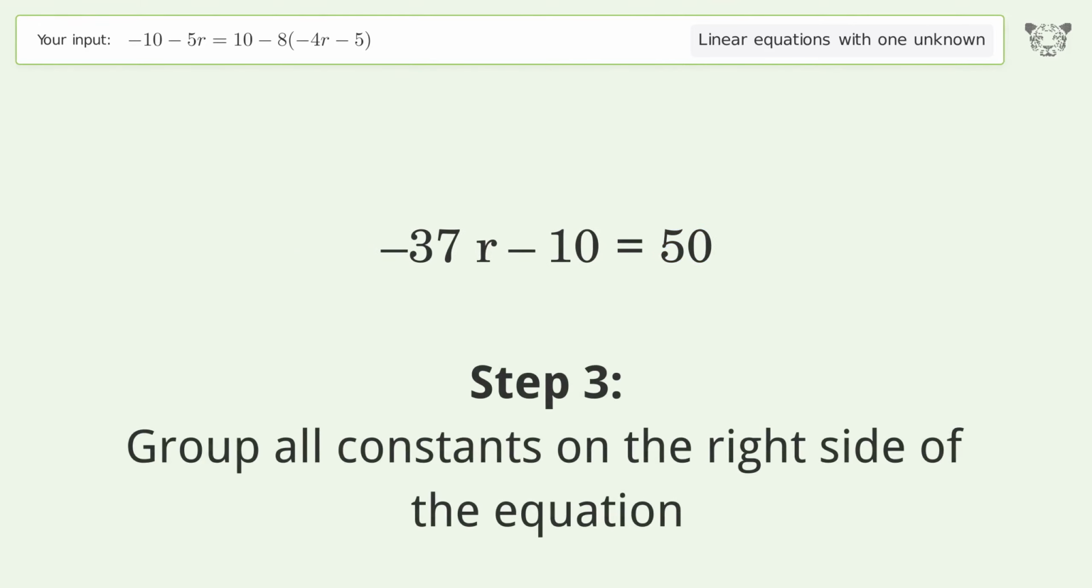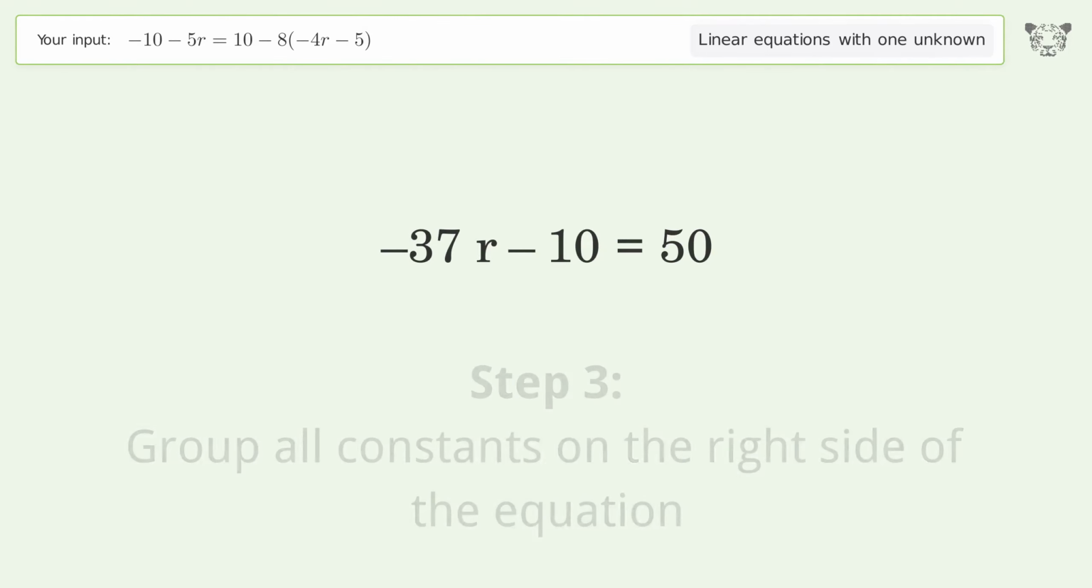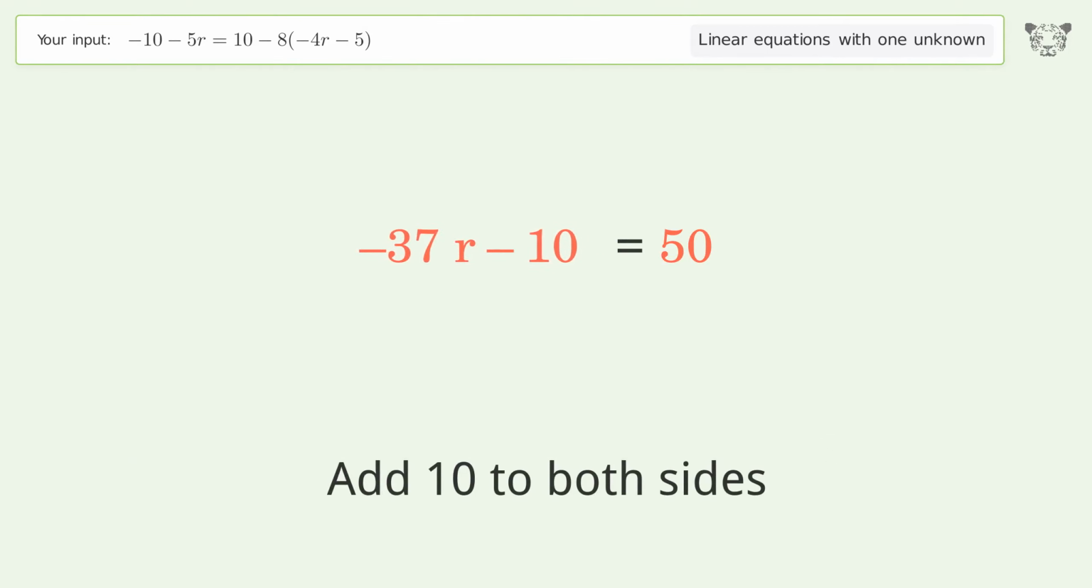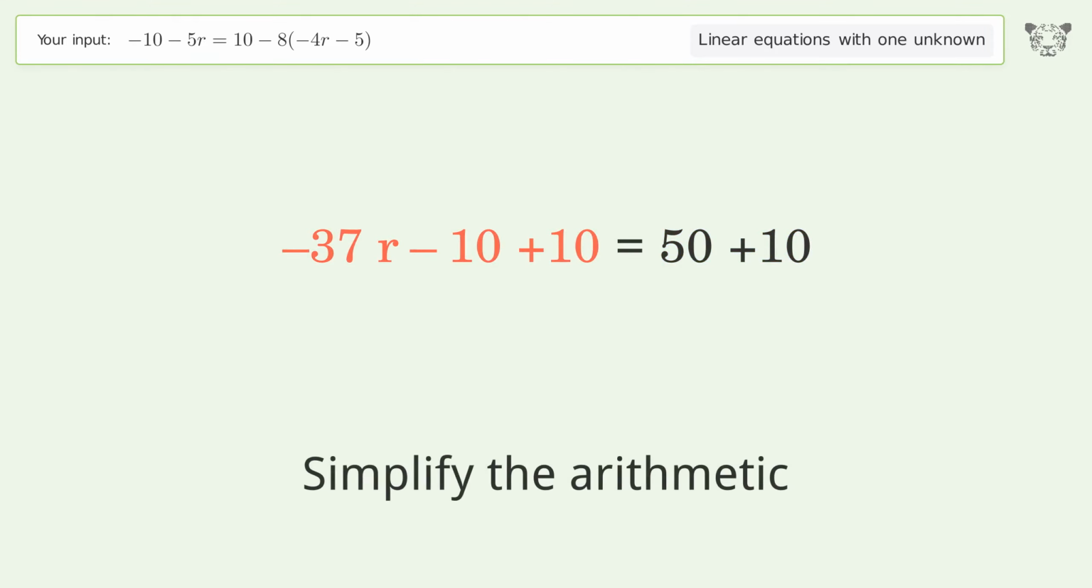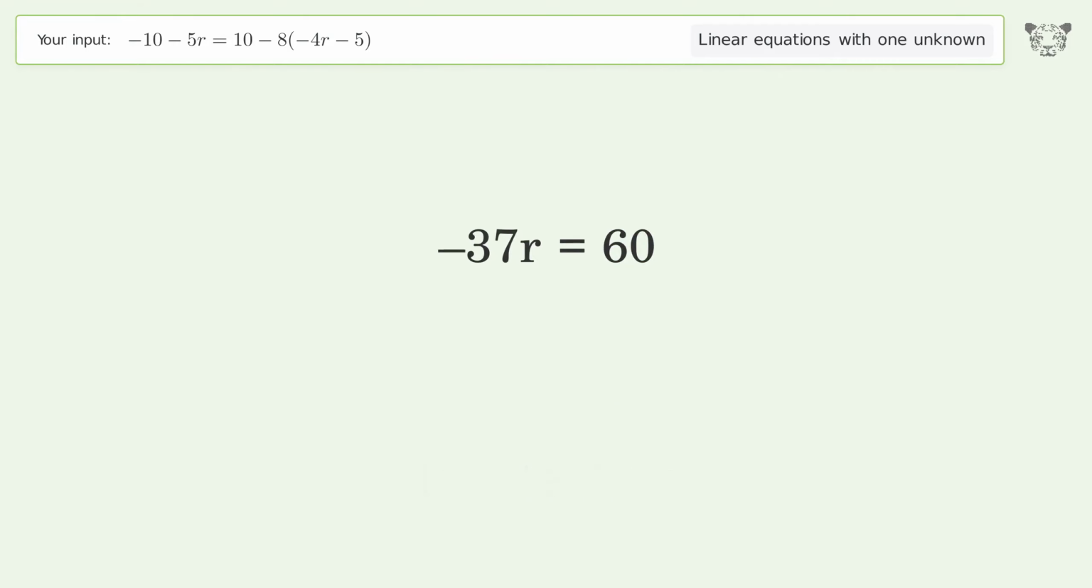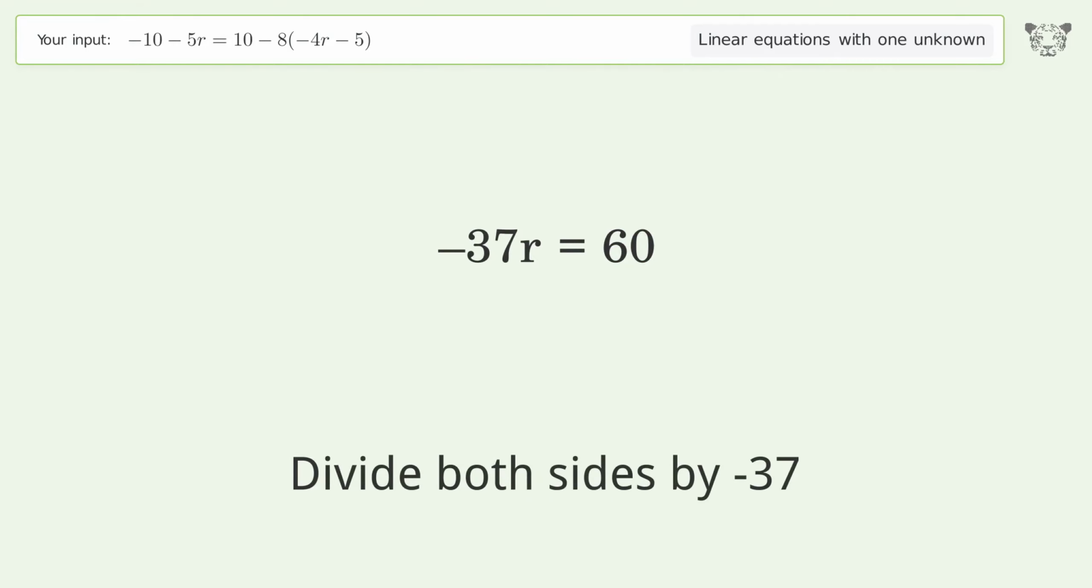Group all constants on the right side of the equation. Add 10 to both sides. Simplify the arithmetic. Isolate the r. Divide both sides by -37.